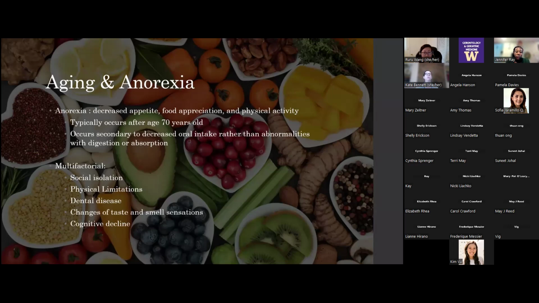This happens via multiple different ways. There's social isolation, physical or socioeconomic limitations to access to food. Having dental disease will certainly lead to decreased appetite and food appreciation, changes of taste and smell sensations, and then cognitive decline as we get older.